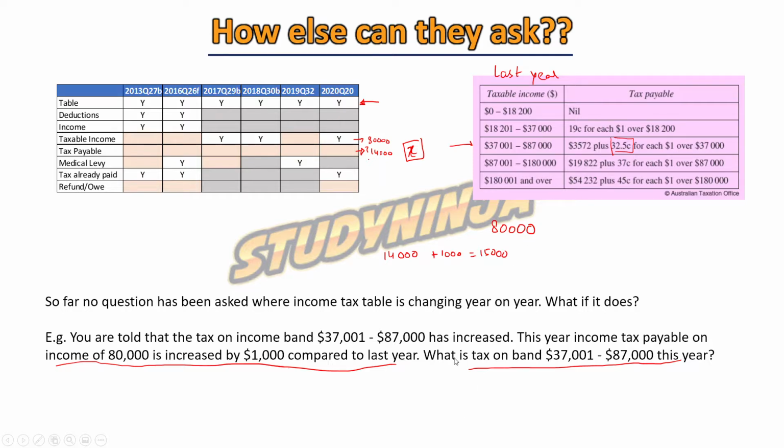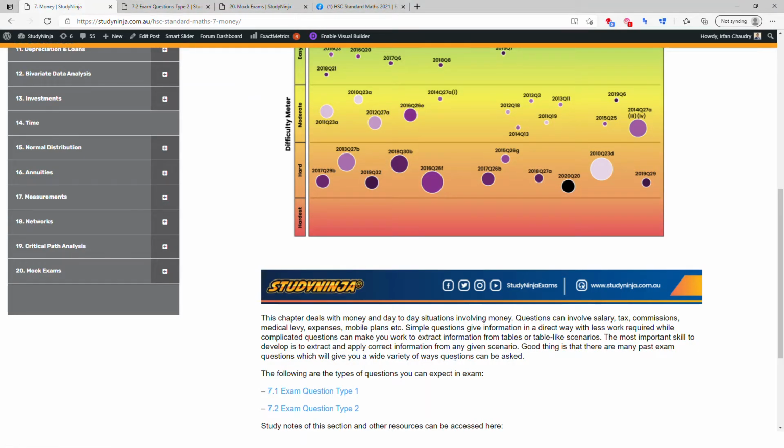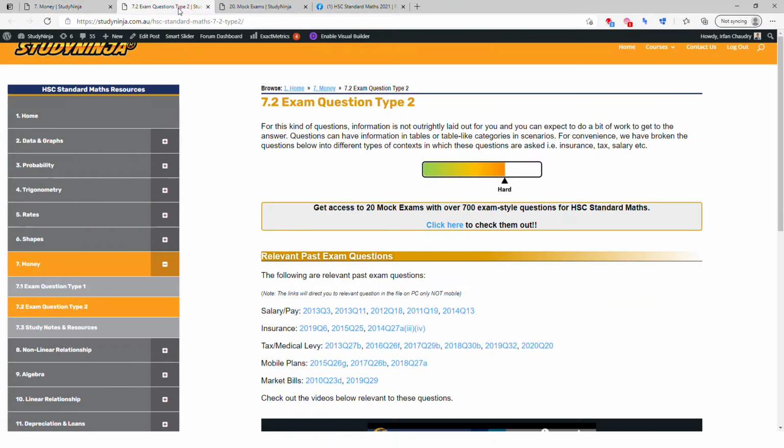So that's it for today. A few resources that you can use. All these questions are under question type 2, and under this tax and medical levy questions.